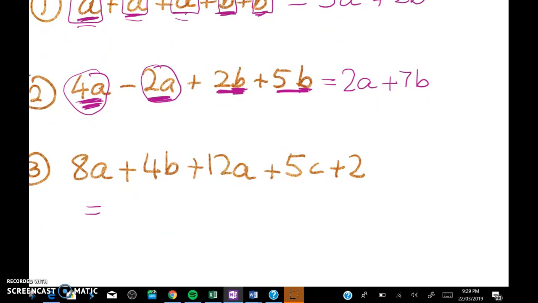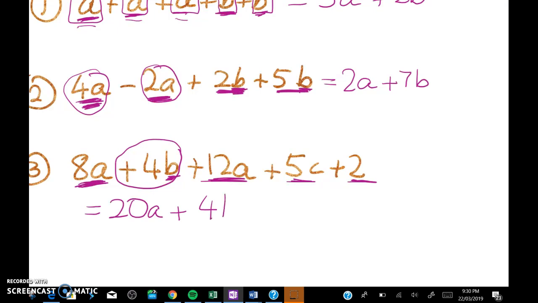Okay, here, what do I do? Well, things aren't in quite such nice order. So I've got 8A here. This is a B. I can't put it with the A, right? They don't go together. I've got 8A, but I've got 12 more A here. So that gives me 20A. Is there anything else that I can combine? Well, I've got 4B here, but no B here, and no nothing here, no letters here at all. So the 4B just has to sit there.